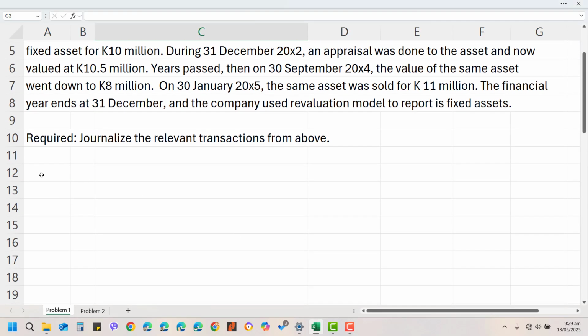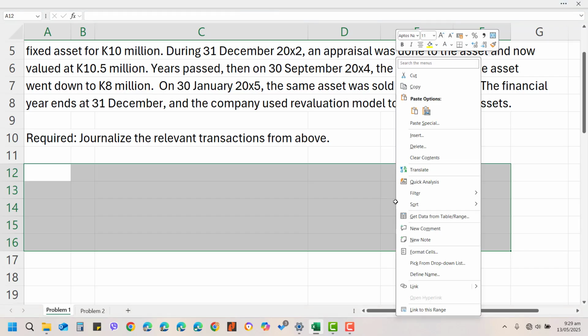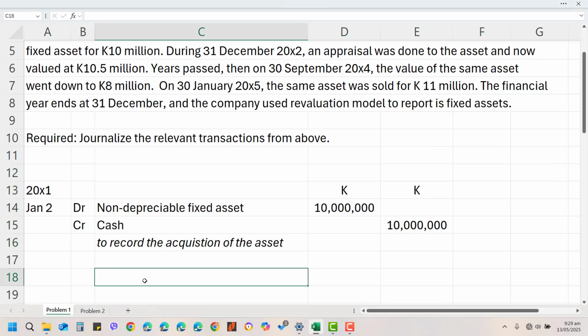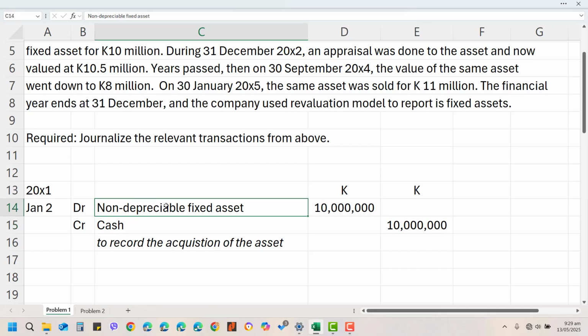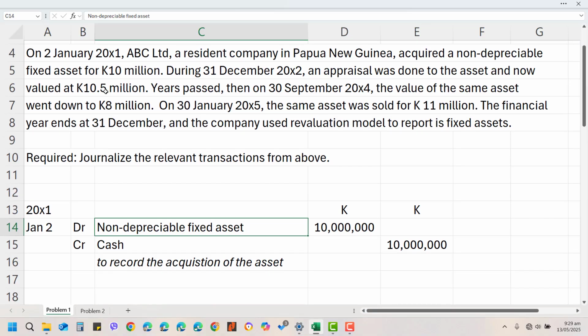So if we record that, we debit non-depreciable fixed asset and credit cash, because we acquired it. The next transaction here is the appraisal done. Now the value is 10.5 million, so there was a revaluation increment.